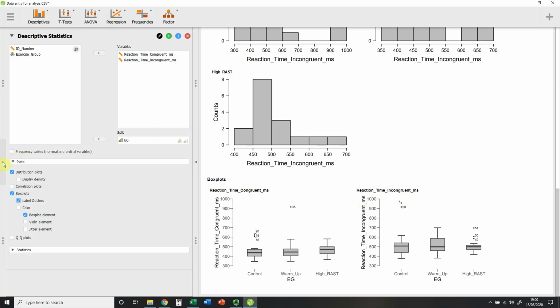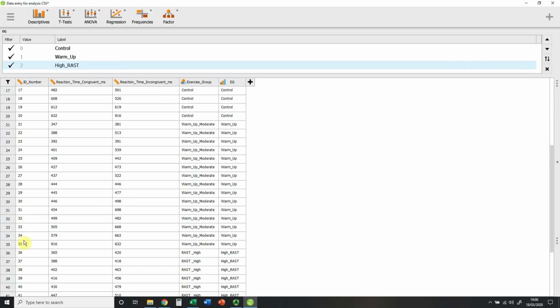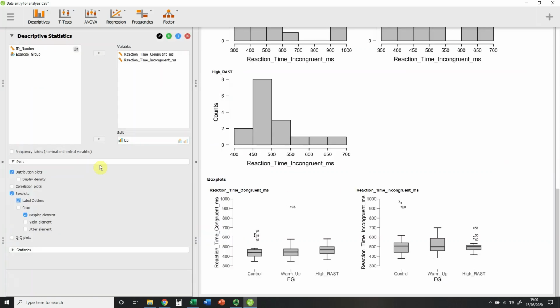In terms of working out who those are, let's have a look for number 35 over here in the data file. Let's scroll down, number 35, there they are in terms of their scores. So you can identify them by looking at it. Okay, let's go back to the output screen. You can use these arrows either side to move between the output screen and the data screen.